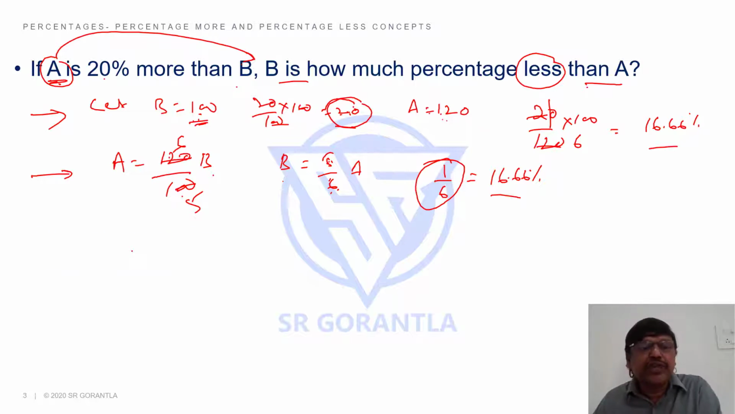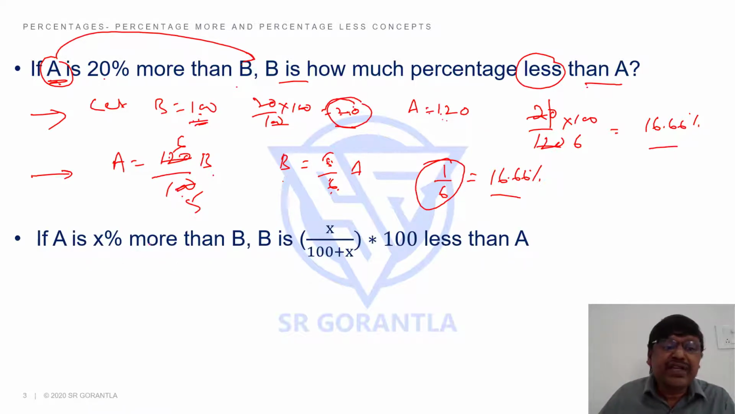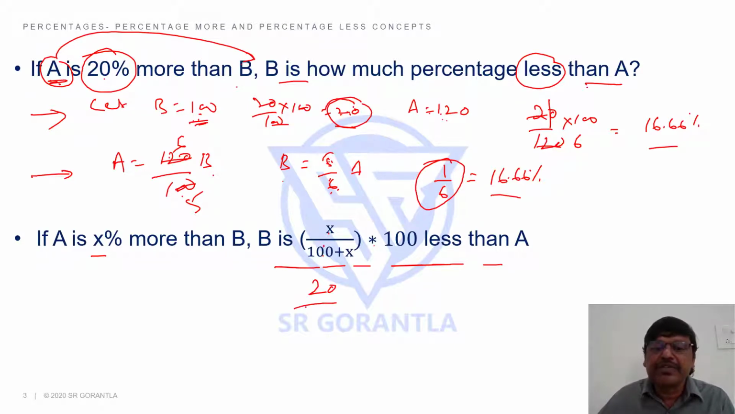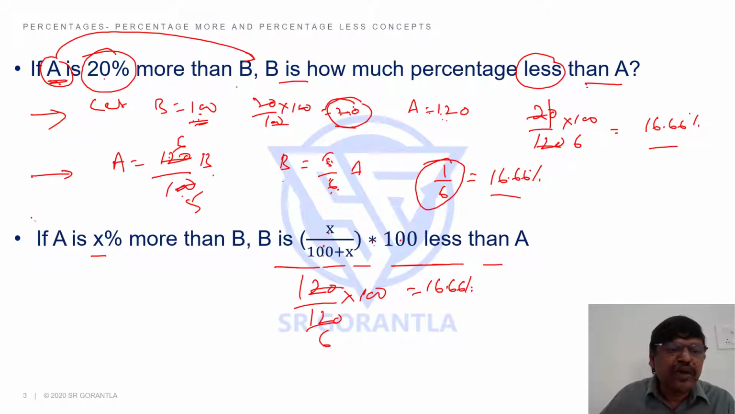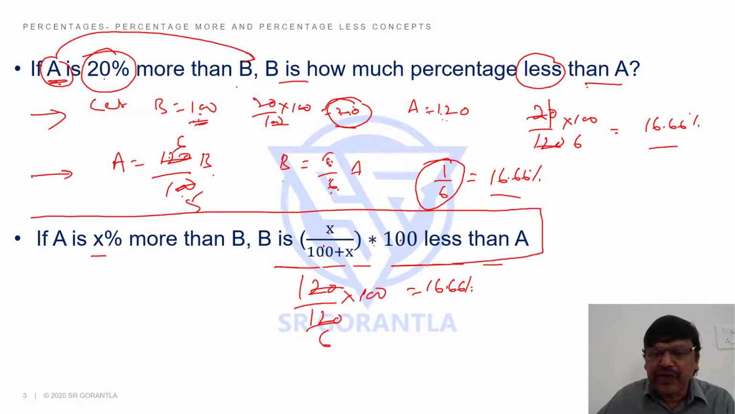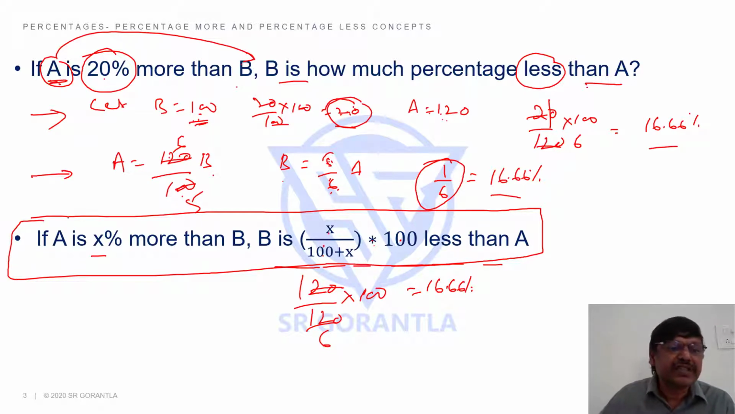The third approach, we can use a formula. If A is x% more than B, B is x by 100 plus x into 100 percent less than A. This is the formula that we can use. So in this case, x% more, in the place of x, I have 20. I can write 20 by 100 plus 20, 120 into 100. You can see 1 by 6. 1 by 6 is 16.66%. So this is the formula that you can note down, students. You can pause the video and note down this formula. So these are the three different approaches.